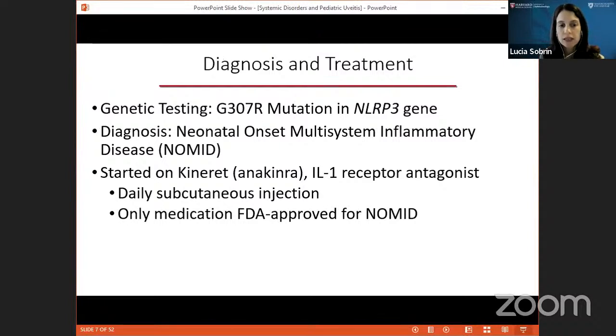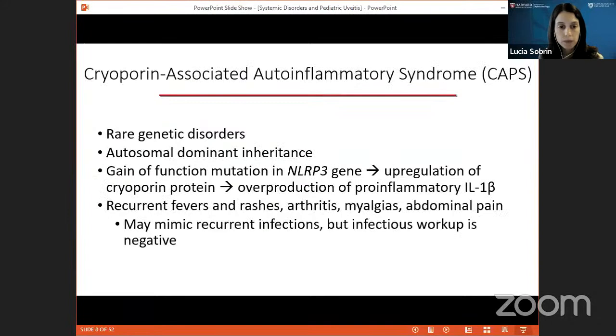This patient, given the constellation of those unique findings on review of systems, was sent for genetic testing and had a mutation in a gene called NLRP3. This mutation is associated with a systemic diagnosis called neonatal onset multisystem inflammatory disease, or NOMID. This is an important disease to identify because it has a very specific treatment: IL-1 antagonists work well for this. In this patient's case, she was started on Kineret, or Anakinra, with daily subcutaneous injections and did quite well.